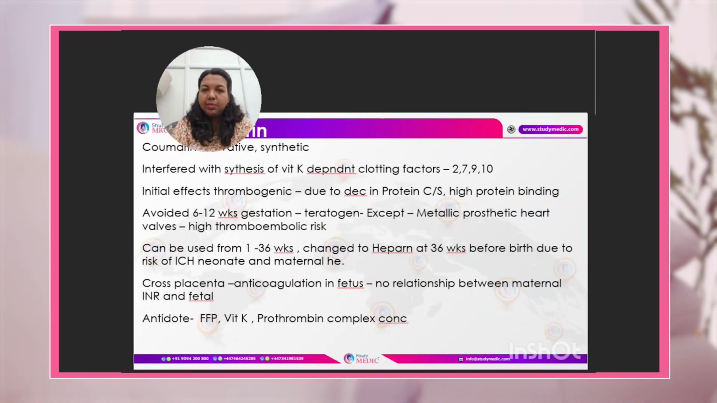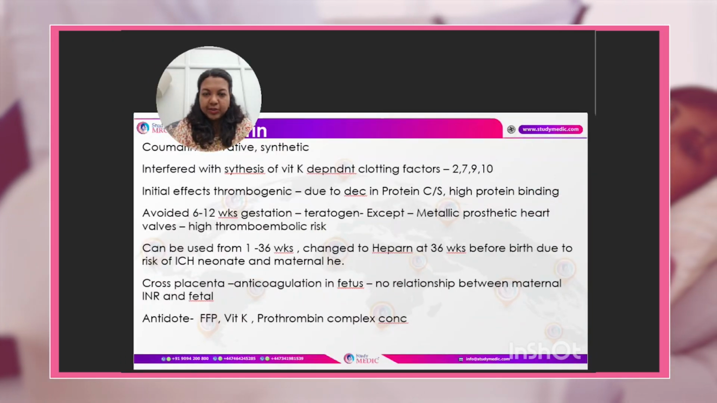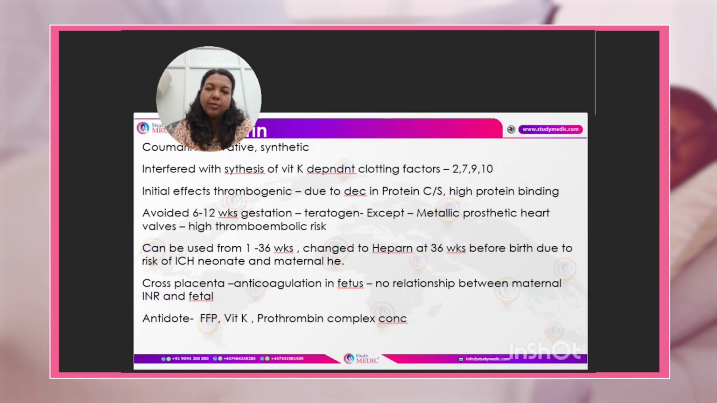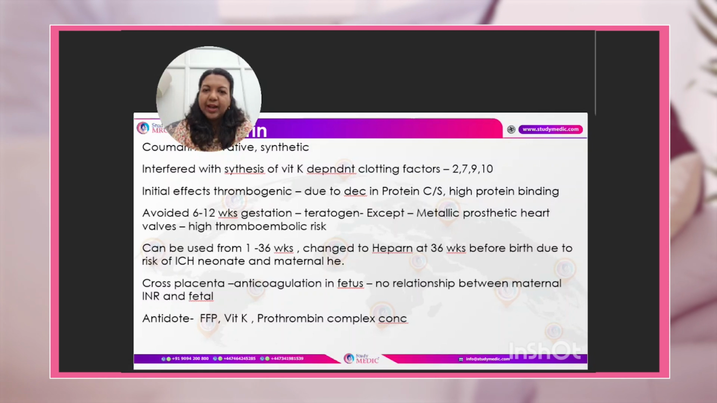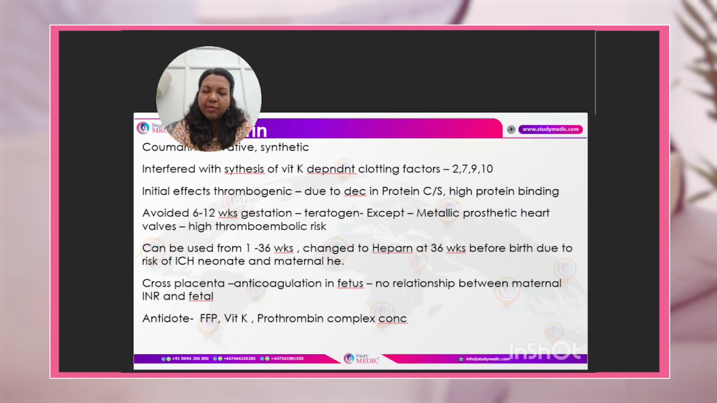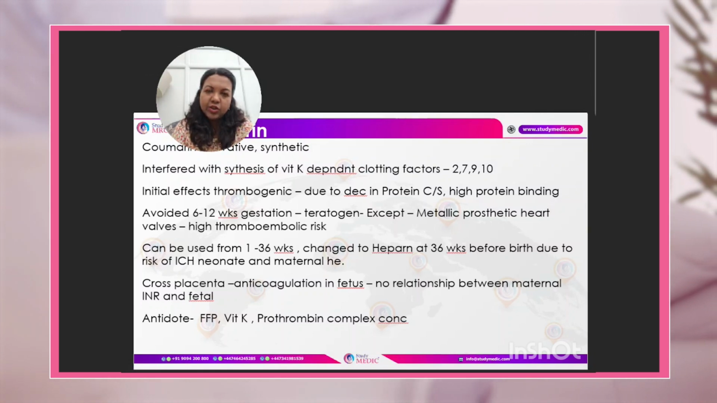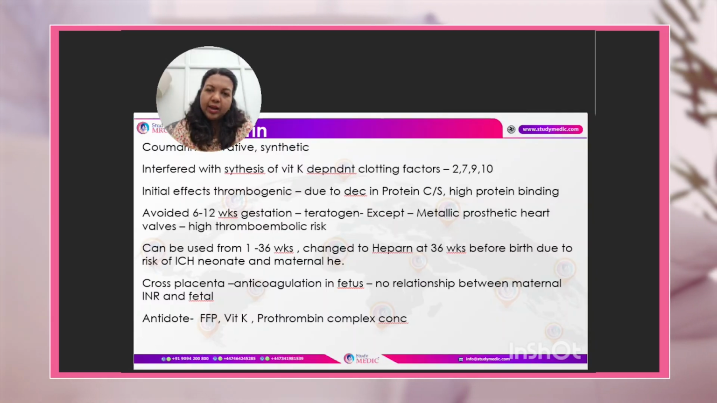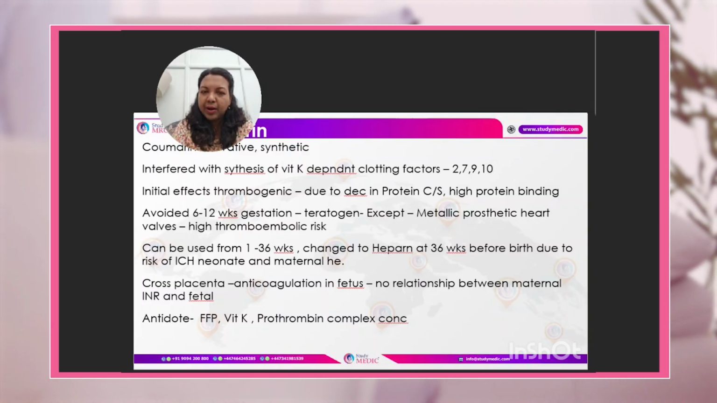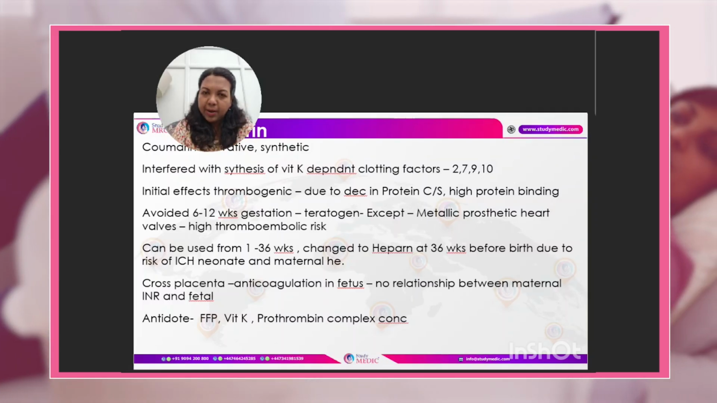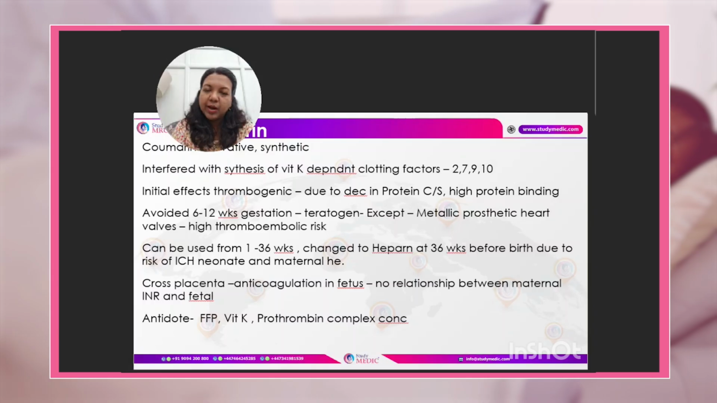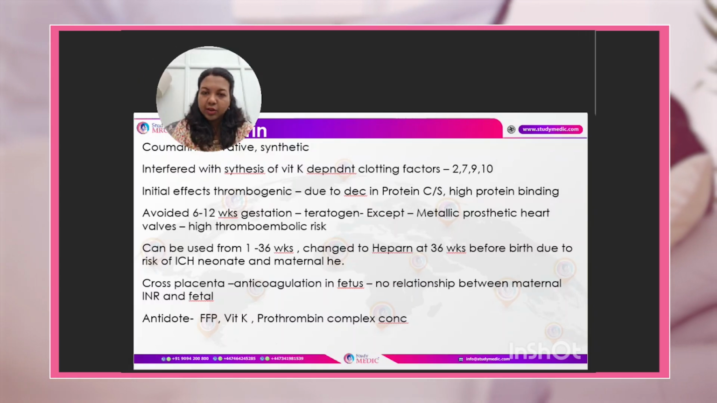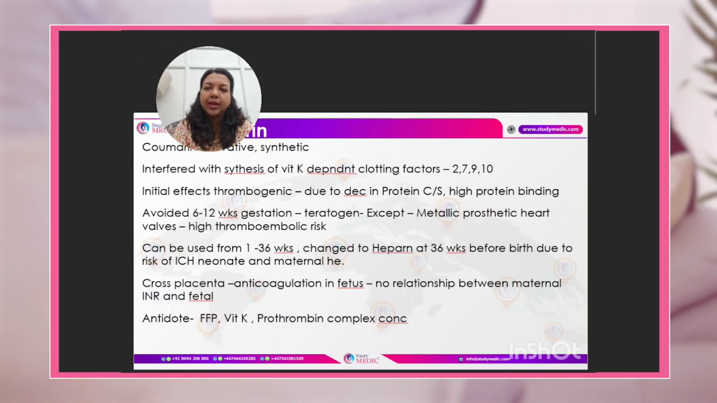Warfarin. Warfarin is important because of the risk of teratogenicity, and the risk of teratogenicity is maximum during the critical period of organogenesis, that is between 6 to 12 weeks of gestation. So warfarin is an anticoagulant which has to be given in certain cases during pregnancy and cannot be replaced by heparin, especially in cases like metallic prosthetic heart valves, where in spite of heparin there is sometimes a high thromboembolic risk.